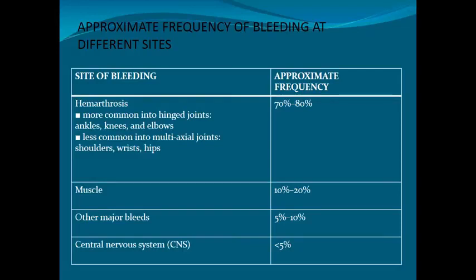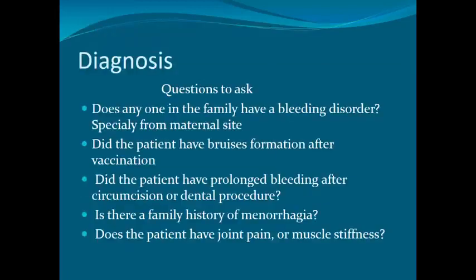Now let's come to the frequency of bleeding into different anatomical sites. Hemarthrosis is more common in hinge joints: ankles, knees, and elbows. Less common in multi-axial joints like shoulders, wrists, and hips. The approximate frequency of hemarthrosis is about 70 to 80%. The chances of bleeding in muscles are approximately 10 to 20%, and other joints 5 to 10%. In the central nervous system, there is less than 5% chance of bleeding.